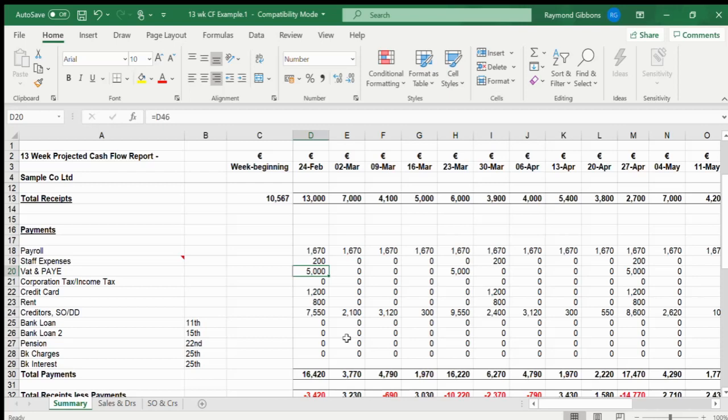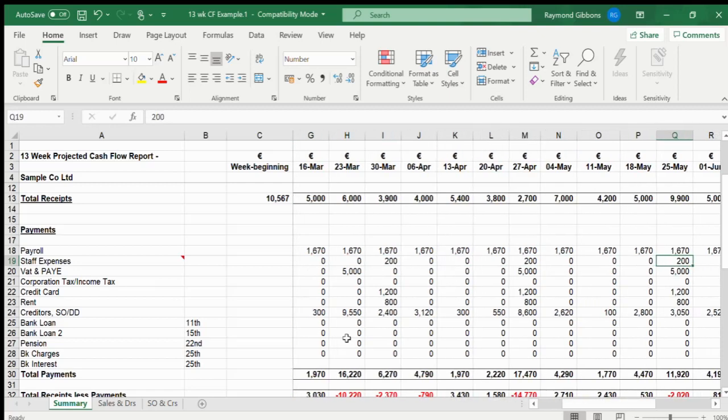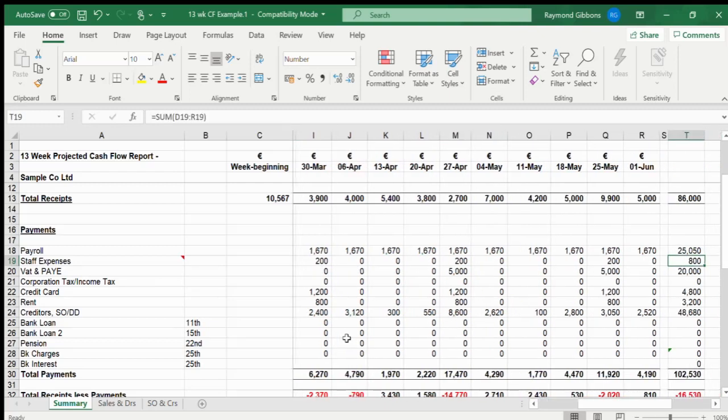Equally, Sample Company pays subsistence or travel and subsistence to staff members on a monthly basis. And it's €200 a month. And I've already entered those amounts here. You can see them going in for the last week of every month. And the total for the cash flow is €800.